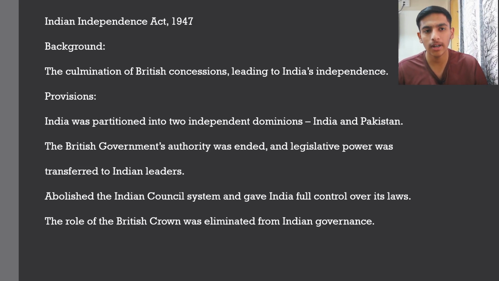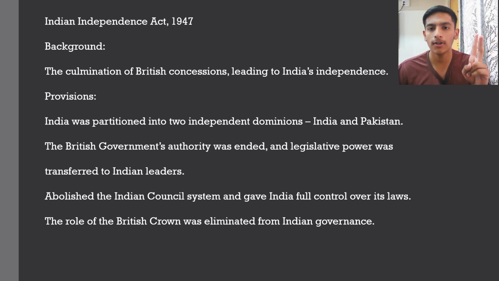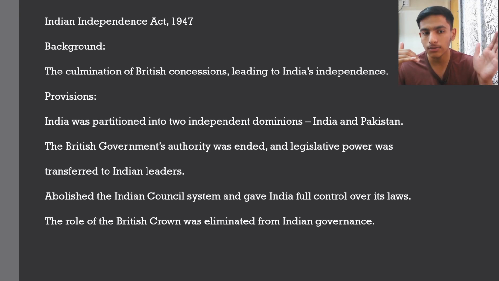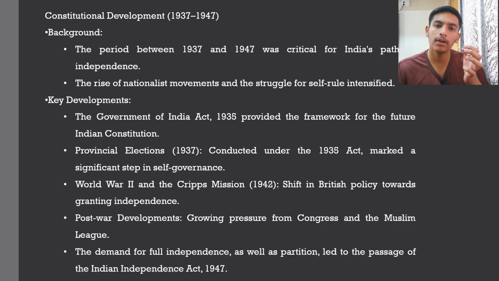The provisions of this Indian Independence Act are that India was partitioned. The main provision is that two dominions were established, first India, then Pakistan. Second, the British government's authority completely ended and legislative power was transferred to Indian leaders. India didn't directly kick them out; before leaving, they transferred their powers to Indian leaders. The Indian Council system was abolished and India gained full control over its laws, and this led to the independence of India.